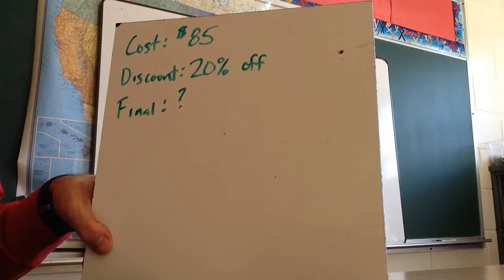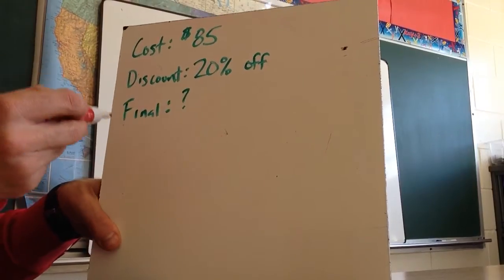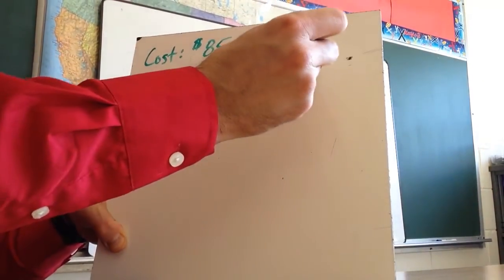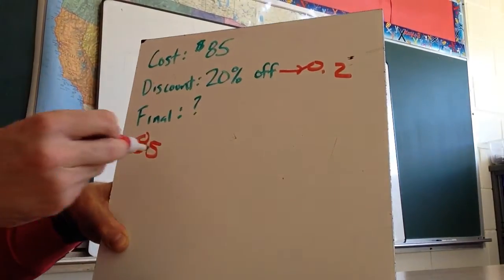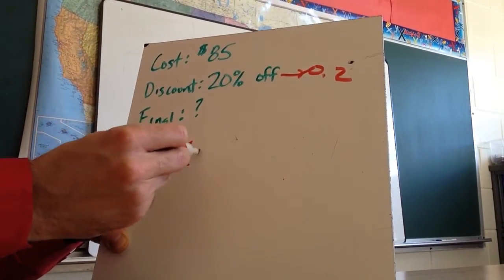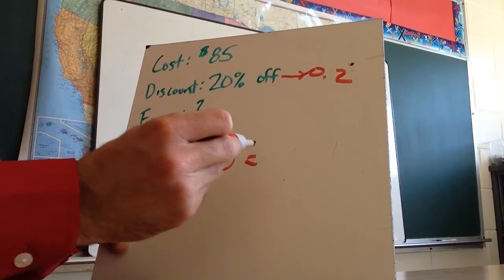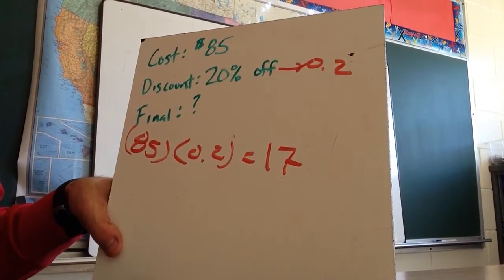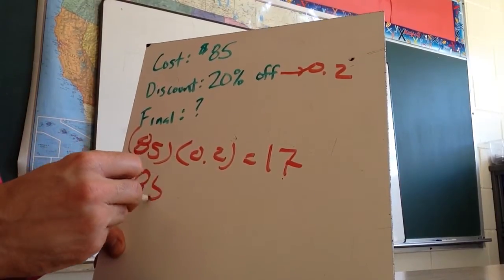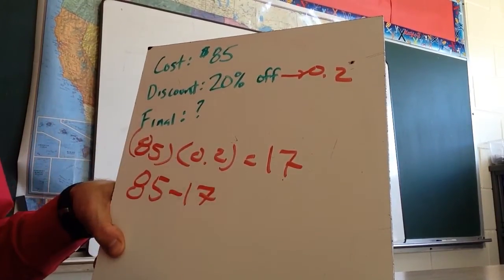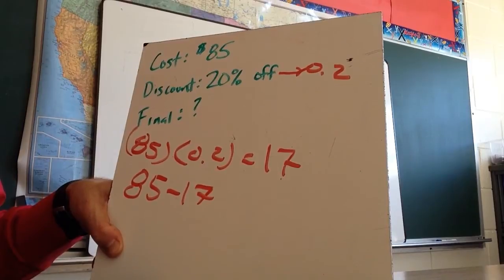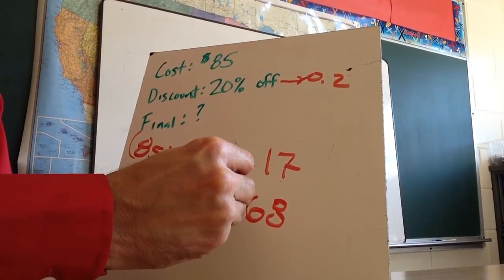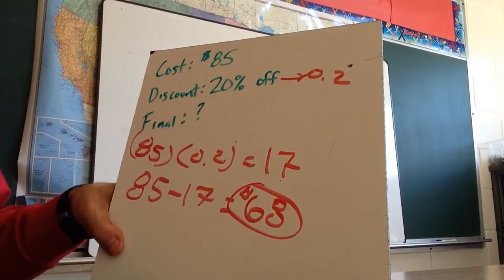All right, so there are two ways that you could solve it. I'm going to start with the original method, which is 85. Well, first off, I got to change this to 0.2. So it's going to be $85 times 0.2, and that'll give me 17. Nice, easy number. So I'm going to take 85, I'm going to subtract 17 from the 85, and I should get $68 as my new cost.